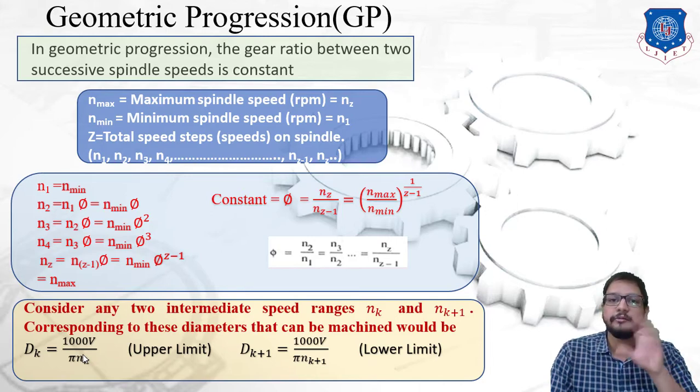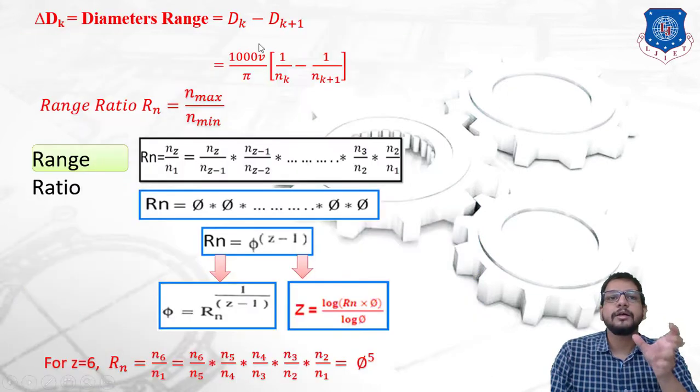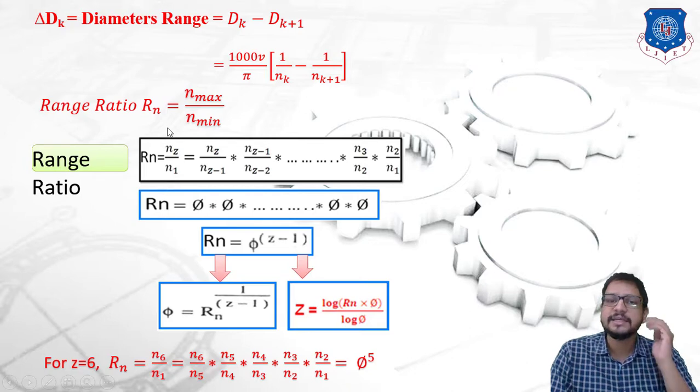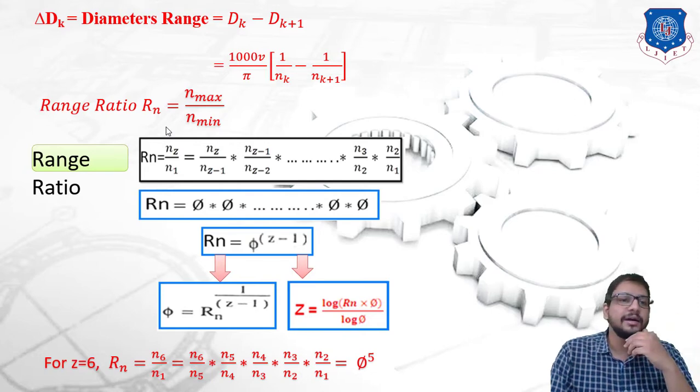We need to find out the range, that is the material that has to be removed from a workpiece. As you can see, delta DK is equal to the diameter range, which can be found out by using the equation DK minus DK plus 1. Now we know the formula of diameter. From the cutting speed equation, V is equal to pi d n by 1000, right? So from that we can make d as a subject, and we can write 1000 V upon pi into NK for DK, and similarly 1000 V upon pi NK plus 1, which we have seen. So finally this is the equation to determine delta DK.